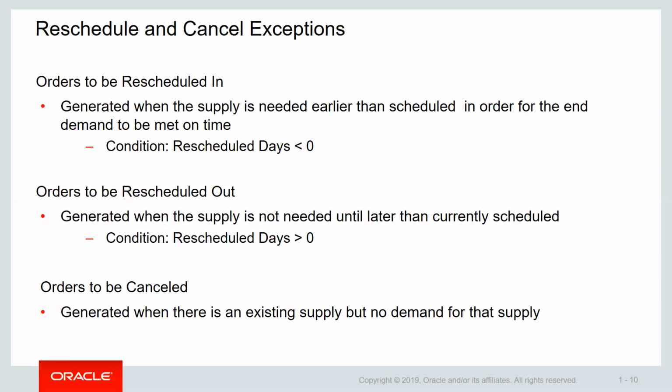The orders to be canceled exception is generated for existing supplies that have no demand. In this case, planning updates the order status type to canceled.